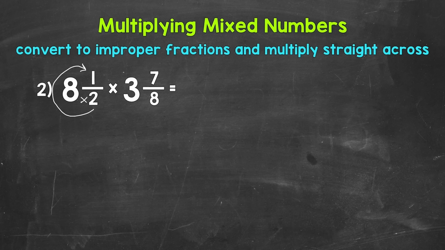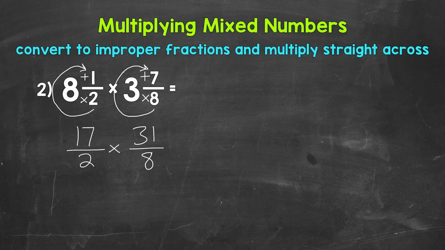We will do 8 and 1/2 first. So 2 times 8 is 16, plus 1 is 17 over 2, so 17 halves, times, now for 3 and 7/8, so multiply and then add. 8 times 3 is 24, plus 7 is 31. And then we keep the denominator of 8 the same. Now we can multiply straight across, and we will start with the numerators.